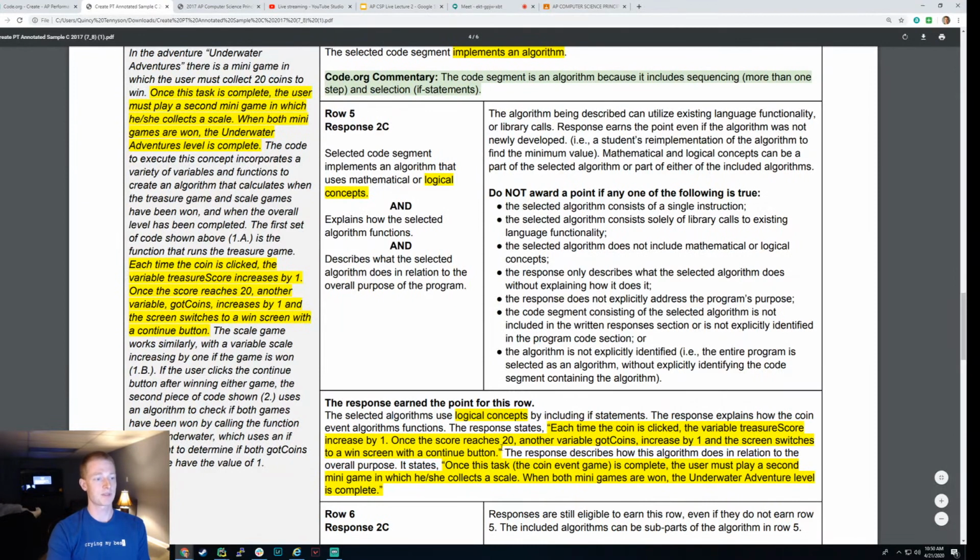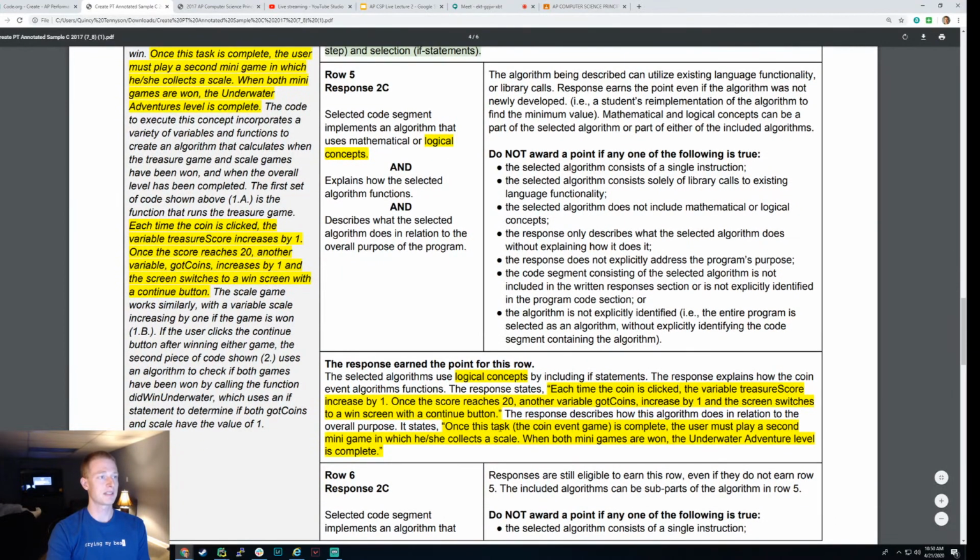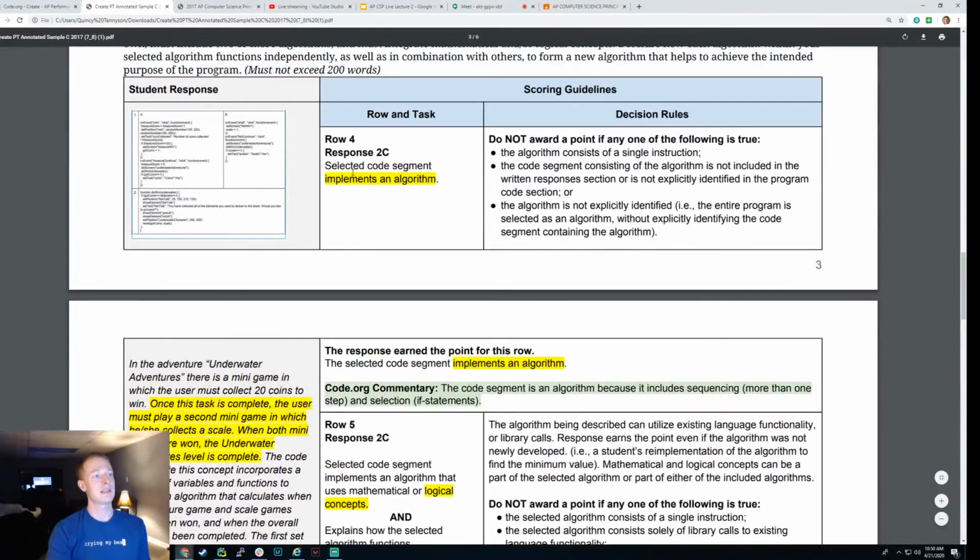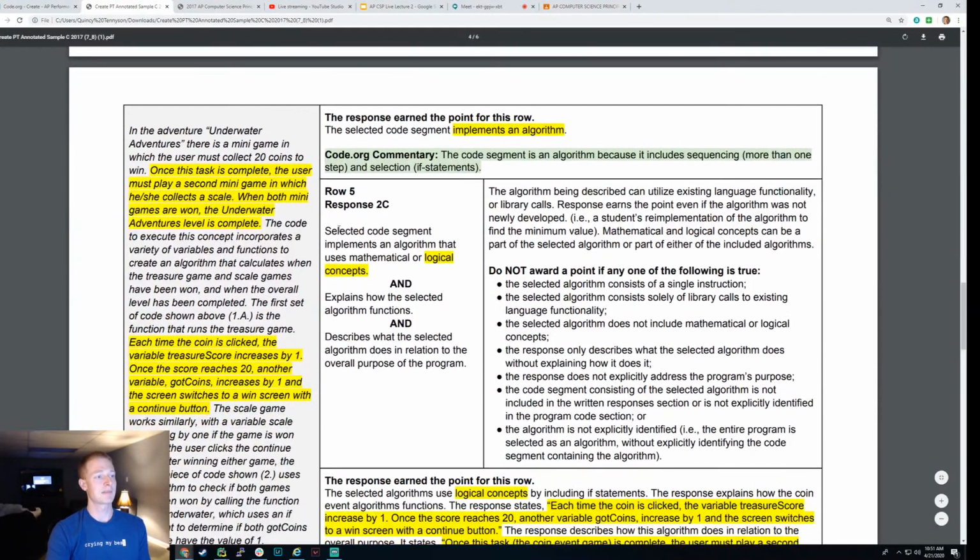It tells us what the response states, what the purpose is. It meets the requirements where the selected code segment implements an algorithm. That's doubtless, right? It definitely implements an algorithm. The selected code segment implements an algorithm that uses mathematical or logical concepts. Yes. And it explains how it functions. Yes. And it describes what the selected algorithm does in relation to the overall purpose of the program.